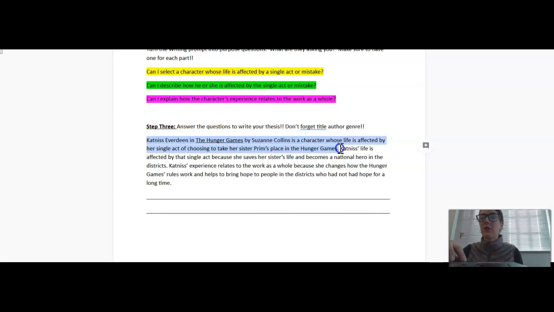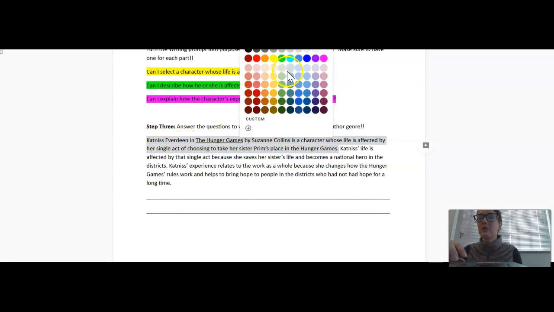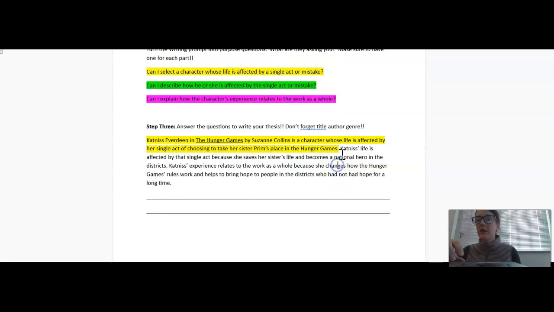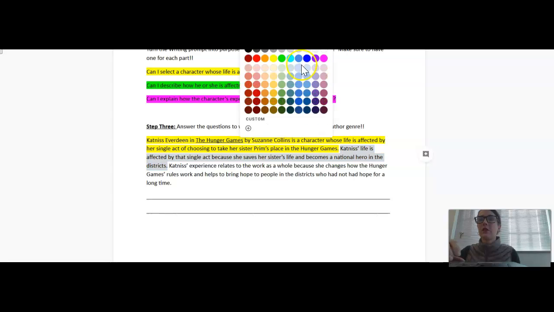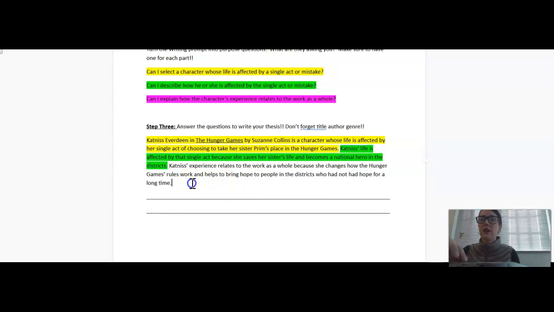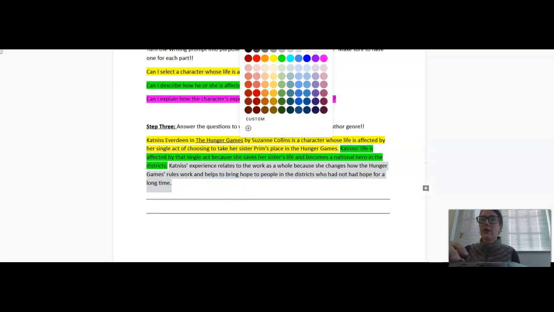I'm going to highlight them here so you can see it here too. This answers the first part of the prompt. This answers the second part of the prompt. And this last piece answers the third part of the prompt.